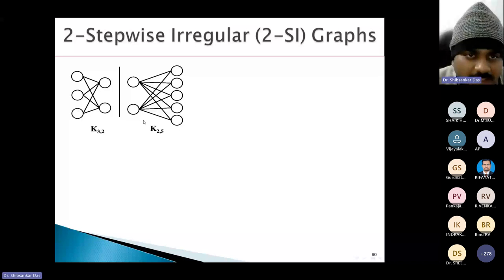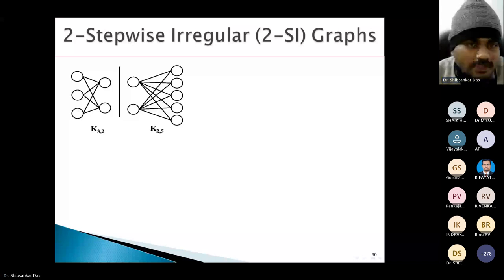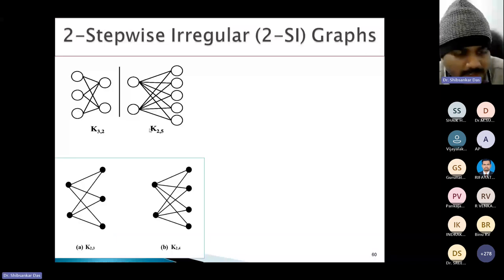This is a 2 SI graph. The degrees of these vertices are 1, 2, 3, 4, 5, and the difference is nothing but 2. So basically, this is a 3 stepwise irregular graph, and so on. And this is a 2 SI graph. The degree of this vertex is 3, the degree of this vertex is 2. So the difference is 2. The difference is 1. Here the degree of the vertex is 4, the degree of this vertex is 2. So the difference between the vertices is 2. Basically, this is a 2 SI graph, and this is an example of a 2 SI graph.